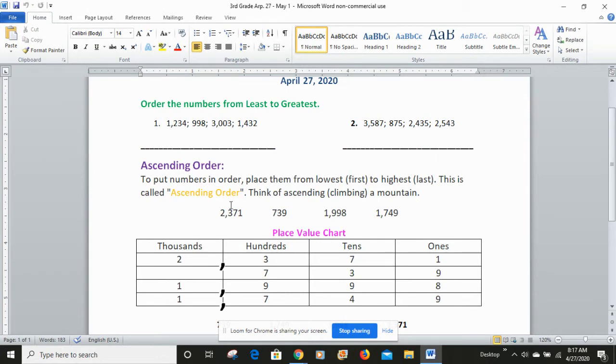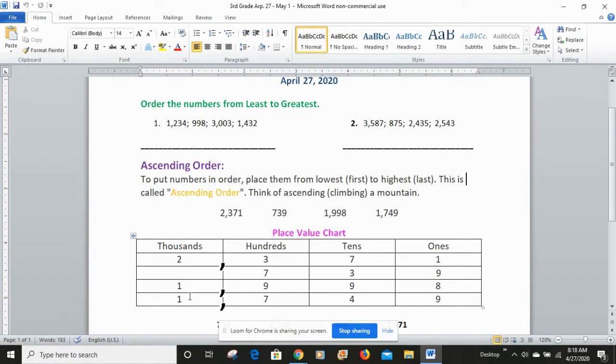So I start in my thousands place, and if I'm looking for the smallest number, I see I've got a 1, and a 2. But in this one right here, I have nothing. And we've always talked about the digit for nothing is 0. So what would be the least number out of these four? It would be this one, 739, because it doesn't have a number in the thousands place. So this would be the first one that we would place for our order.